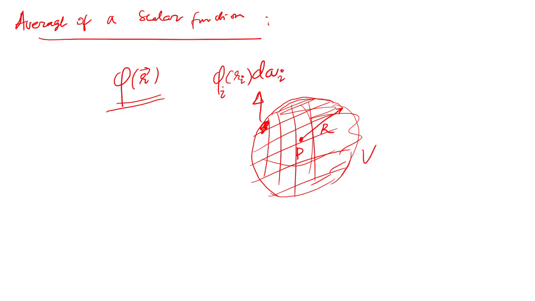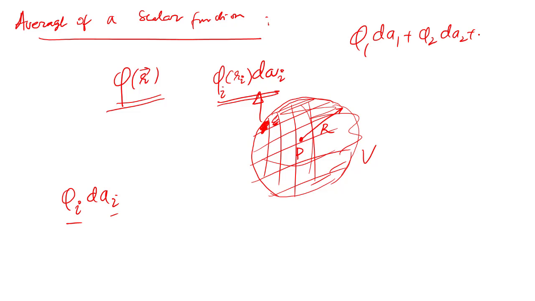So I'm going to the first cell and I'm taking this value. And similarly, I can take the value in the second cell and add them up. So I would have phi i dAi, where i is summed over. So this would be something like phi 1 dA1 plus phi 2 dA2 plus phi 3 dA3, so on and so forth. What we are trying to do is see what an average of a scalar function over the surface of a sphere looks like.